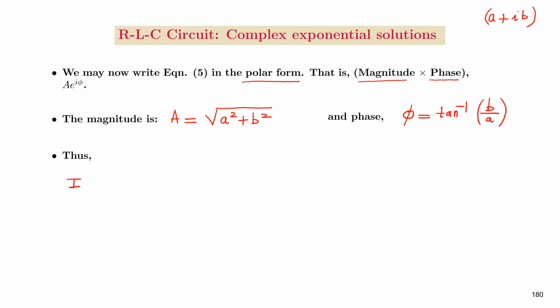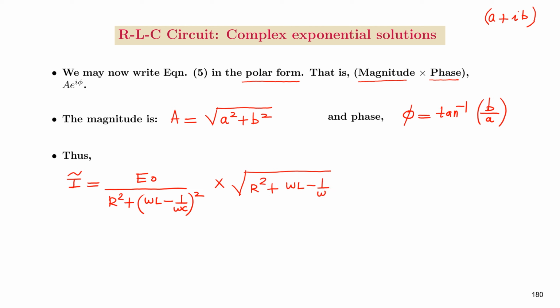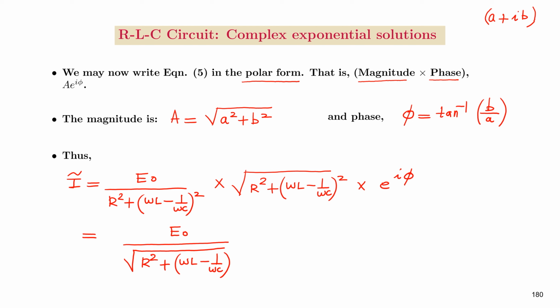Thus, we can write the complex current I equal to E0 over R square plus (omega L minus 1 by omega C) the whole square, multiplied by square root of R square plus (omega L minus 1 by omega C) the whole square, multiplied by e raised to i phi. This is equal to E0 over square root of R square plus (omega L minus 1 by omega C) the whole square, e raised to i phi, which we will rewrite as I0 e raised to i phi, where we have taken this term as a constant I0.